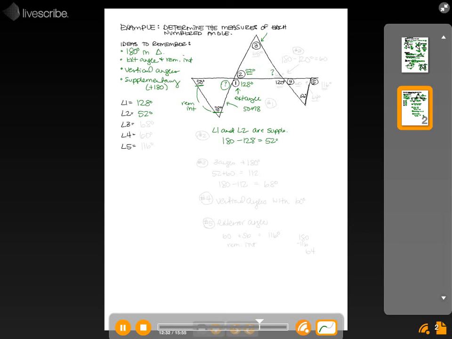This one here, if we look, well, this is 120. So I can say 180, because they make a straight line, just like they did on the other side with angles 1 and 2. 180 minus 120 equals 60. So that's this angle here, 60 degrees, because they make a straight line.